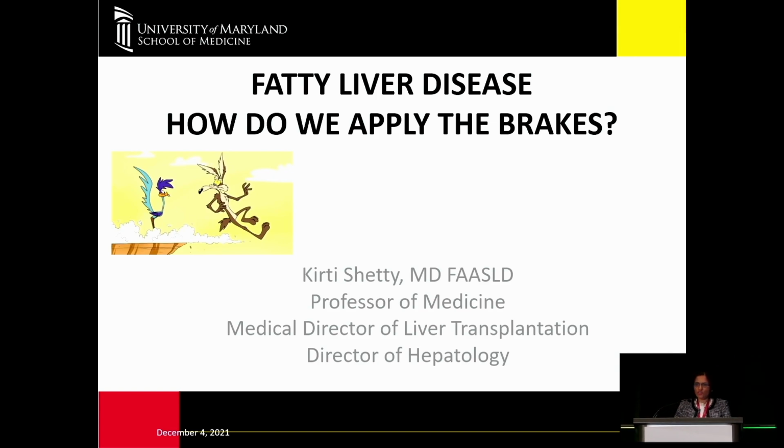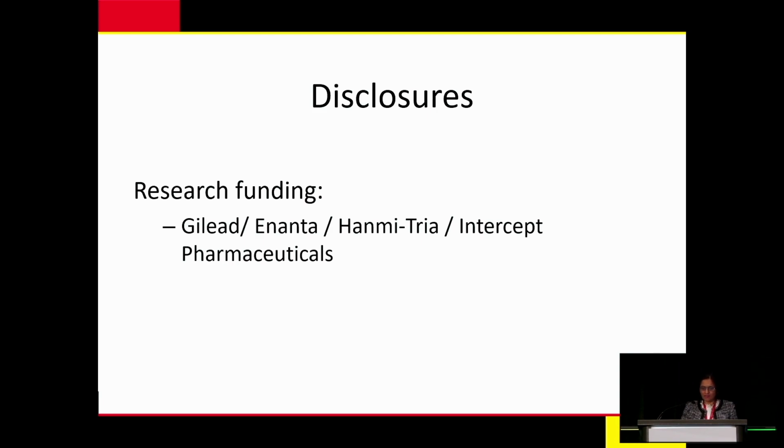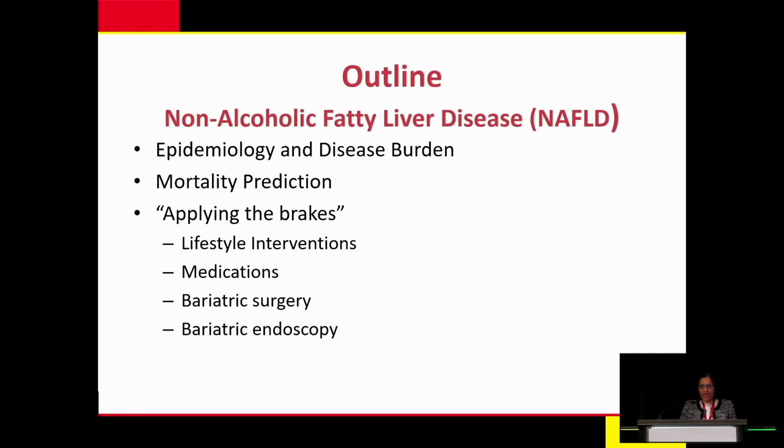So what I'm going to do over the next 15 minutes is talk about fatty liver disease, specifically how we apply the brakes so that our patients don't careen off this cliff. These are my disclosures. And this is what I'm going to try and cover. I'm going to talk about the disease burden of fatty liver disease, how we predict mortality, and the various strategies that we have of applying the brakes in terms of lifestyle interventions, some medications, bariatric surgery, and the emerging field of bariatric endoscopy.